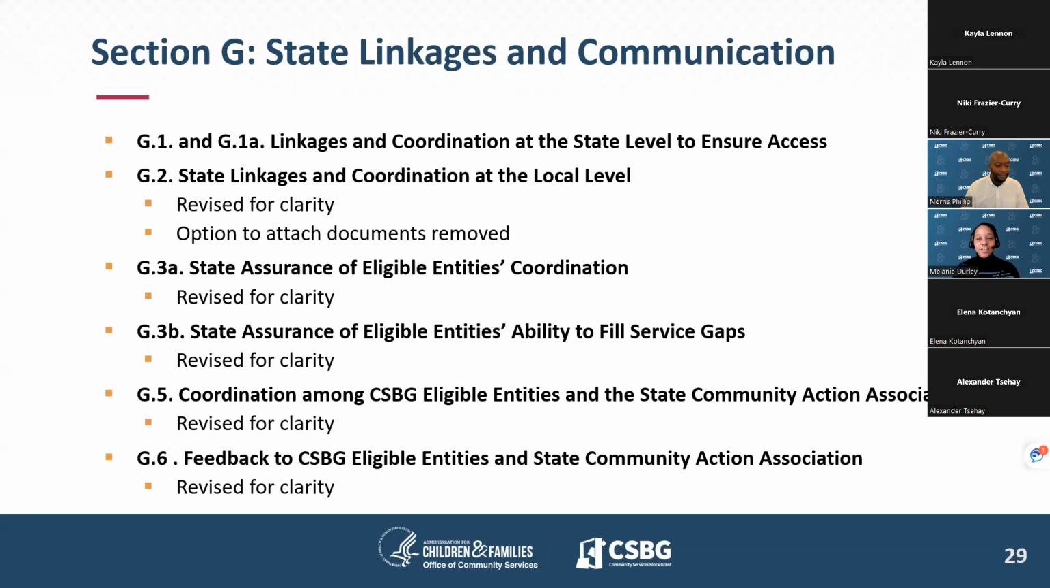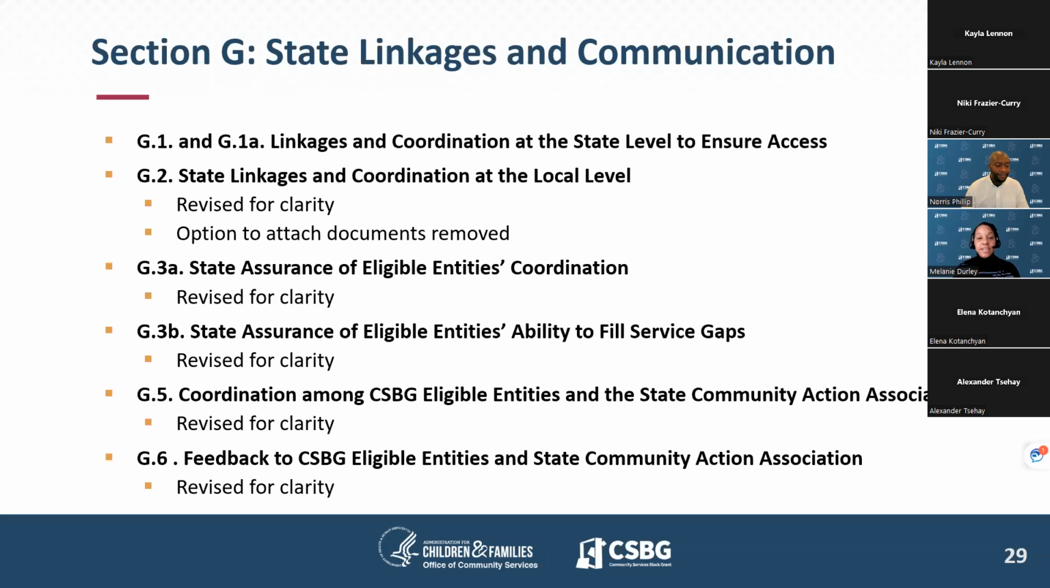Section G, state linkages and communication. This section describes activities that the state supported with CSBG remainder discretionary funds. In this section, items G2, G3A, G3B, G5, and G6 were revised for clarity. State linkages and communications. Looking at G1 and G1A, these relate to linkages and coordinations at the state level to ensure access to services. No changes were made to these items.